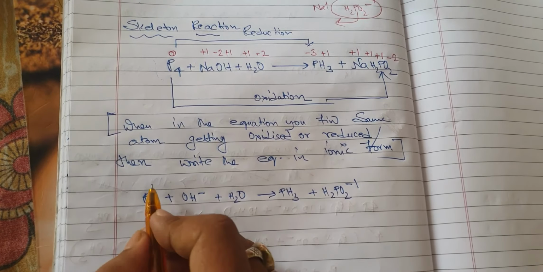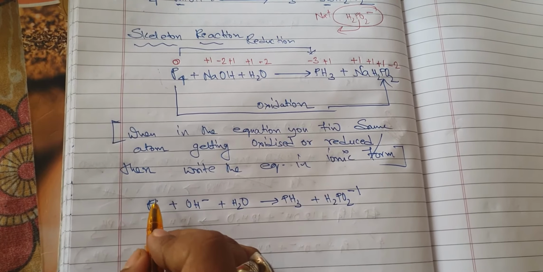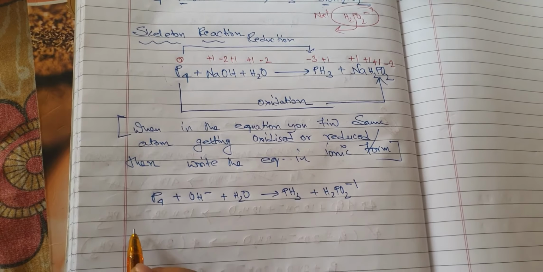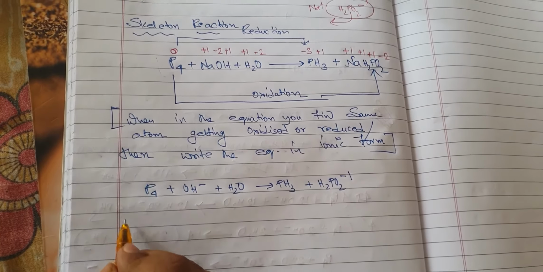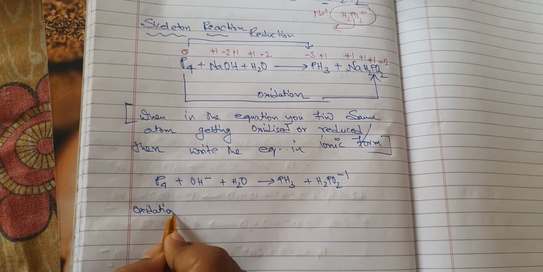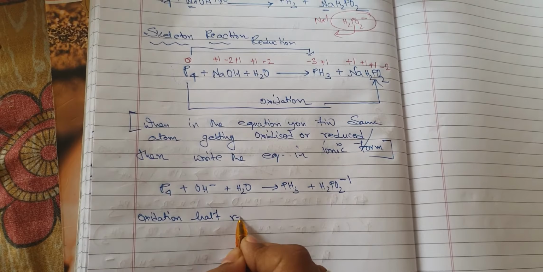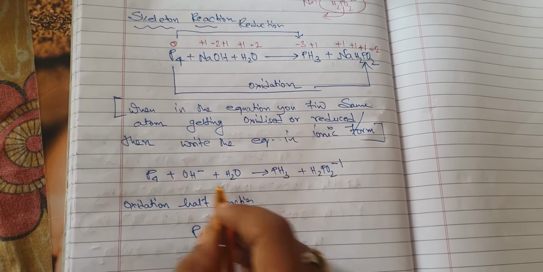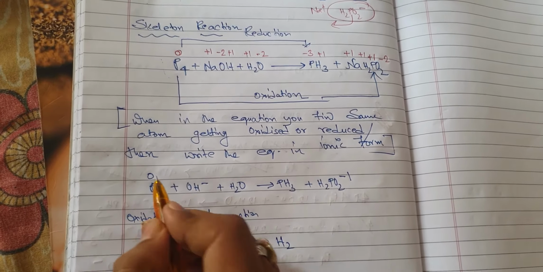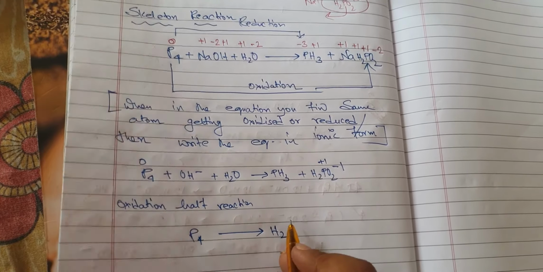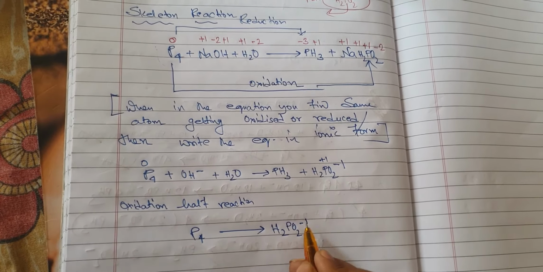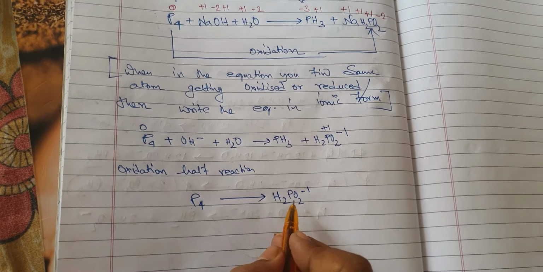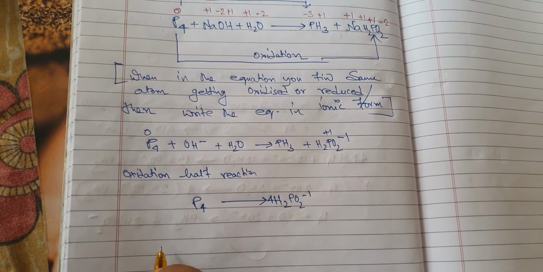Now when you write it in ionic form, you already know which is the reduction half reaction and which is the oxidation half reaction. So here oxidation is occurring. So the oxidation half reaction will be P4 to H2PO2 minus, because this is 0, this is plus 1. So this is the oxidation half reaction. You have to balance it. Here 4 P's are there, here only 1 P is there. So put 4 here. So balanced.